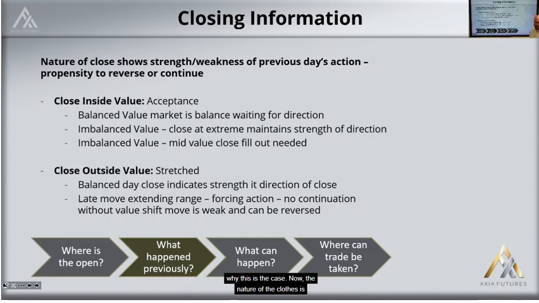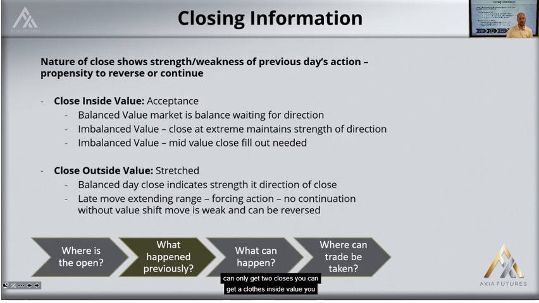Now, the nature of the close is important because, as we saw with a neutral day, it tells you about the strength of a potential move. So, if we have a neutral day that closes at the extreme, this implies that buyers are still maintaining some degree of control. But that's not the entirety of it. Just closing at the extreme isn't all of the information, and you've got to look at it relative to where the market's been trading recently, and this then allows you to understand the propensity to either reverse or to continue any kind of movement.